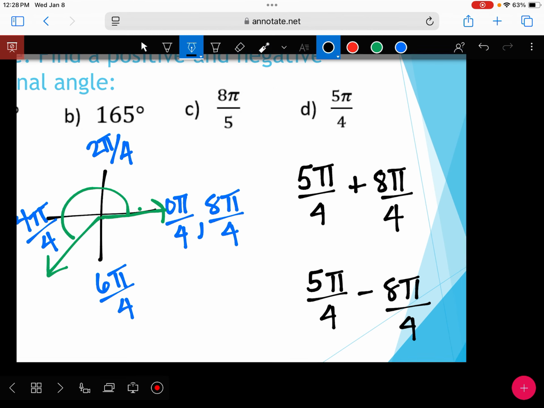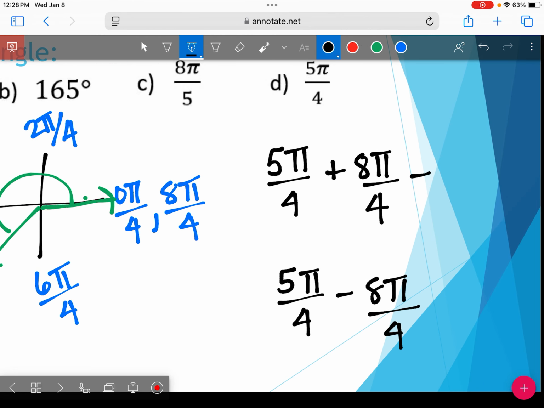All right, so go ahead, take 5 plus 8. That gives you 13 pi over 4. That's my positive angle. And what's 5 minus 8? Negative 3 pi over 4.